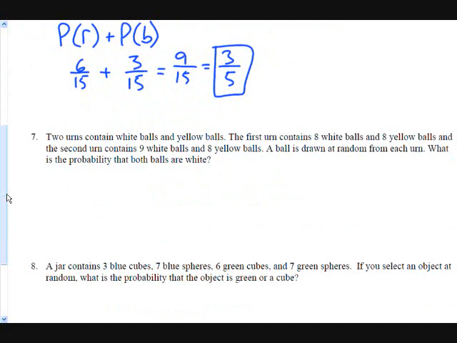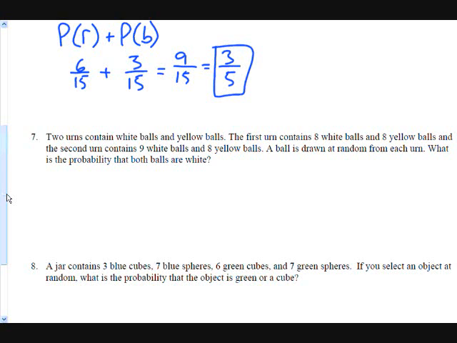For the next one, it says 2 urns contain white balls and yellow balls. Why we're putting our balls in an urn, I don't know. Maybe a basket would be a better place for those, but it is what it is. The first urn contains 8 white balls and 8 yellow balls, and the second urn contains 9 white balls and 8 yellow balls. A ball is drawn at random from each urn. What is the probability that both are white?